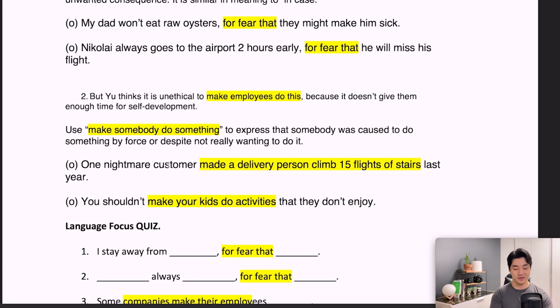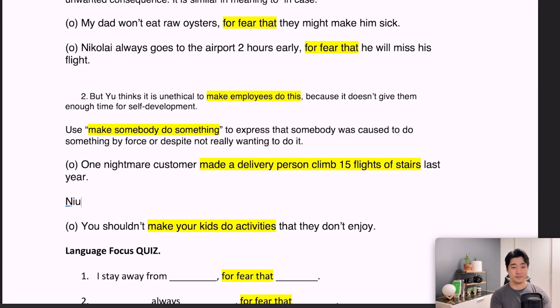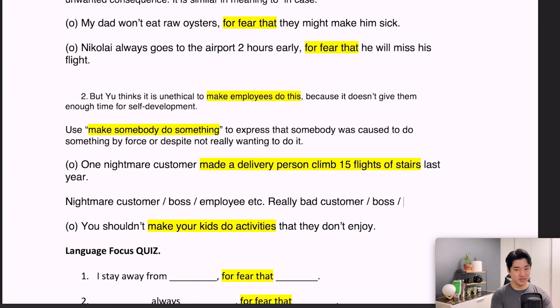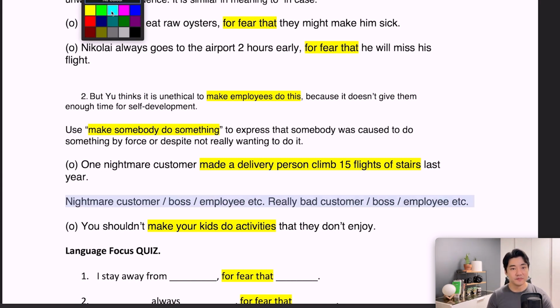I'll write that down for you. Nightmare customer, nightmare boss, nightmare employee, etc. Really bad customer, boss, employee, etc. There's a new expression for you. I'll highlight this one in blue.